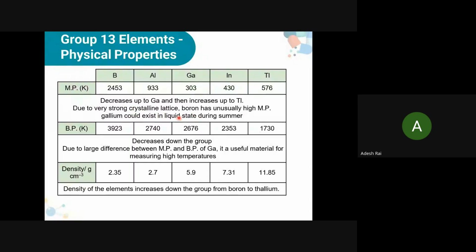Okay. Now coming to boiling point. So boiling point of boron is very high. Therefore, it has very extensive uses. We will study the uses of boron ahead. I will tell you later what generally we use boron for.